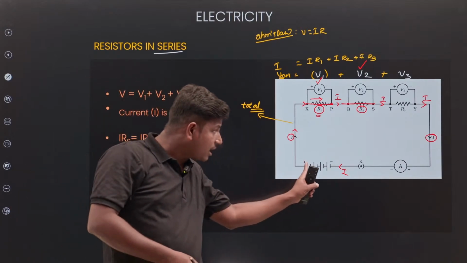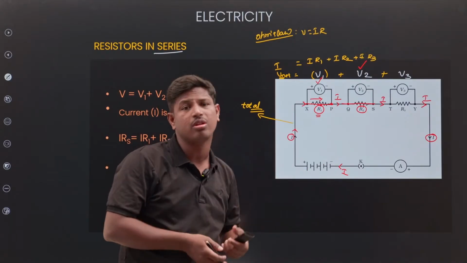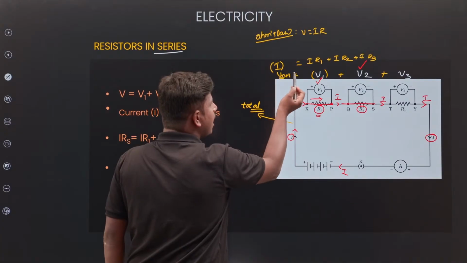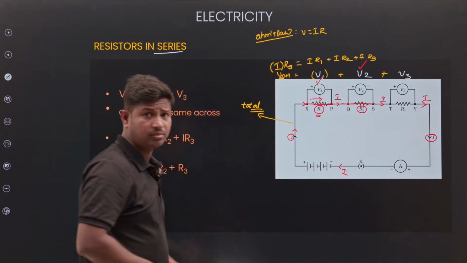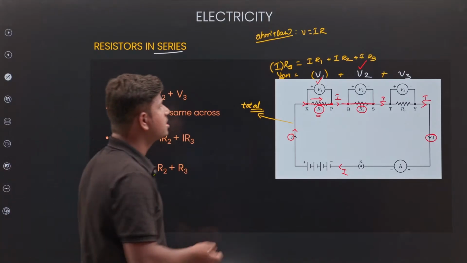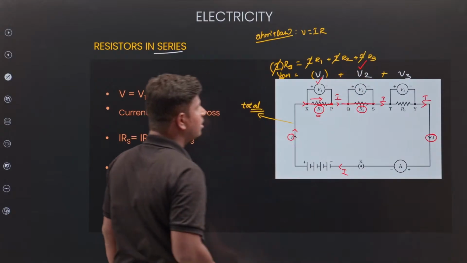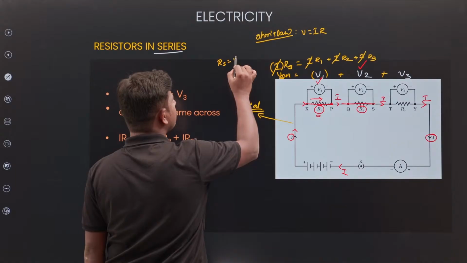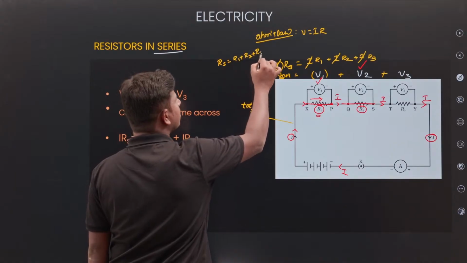What is the current coming out from the battery and reaches the battery? The same amount of current. I is the total current, and the total resistance in series is RS. Calculate I. Then what is the remaining? Total resistance RS is equal to R1 plus R2 plus R3.